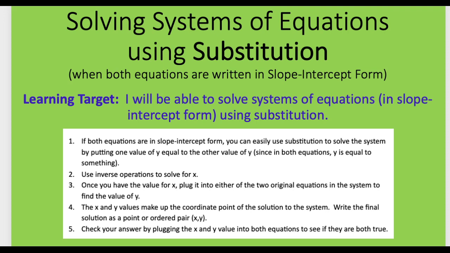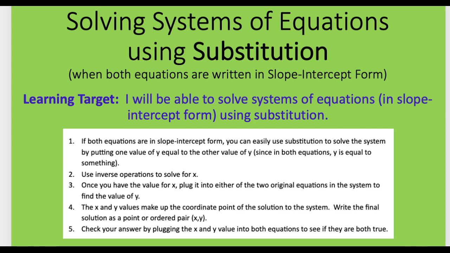So I've written out the steps for you and they're included in your notes as well. We're going to use this method today when both equations are in slope-intercept form, because you can easily use substitution by putting one value of y equal to the other value of y. Then you use inverse operations to solve for x, and once you have the value for x, you plug that back into either of the two original equations to find the value of y. So your final solution is written as a point or an ordered pair.